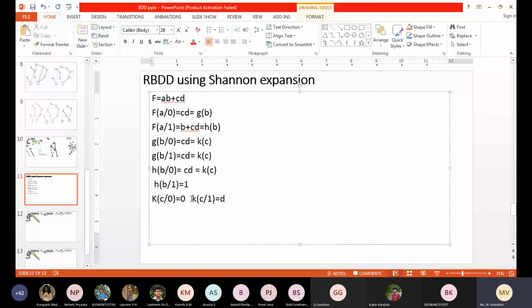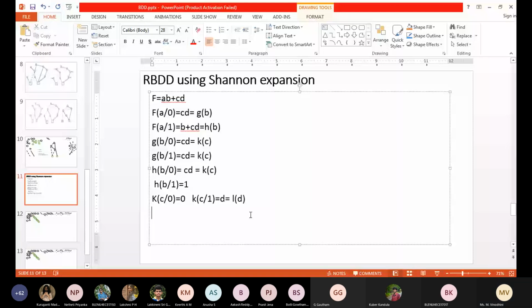So, again, assign some new variable. F, G, H, K is done. Maybe L I will take. L of which variable I need to take inside the bracket? A done, B done, C done, D. So this is my level 3.